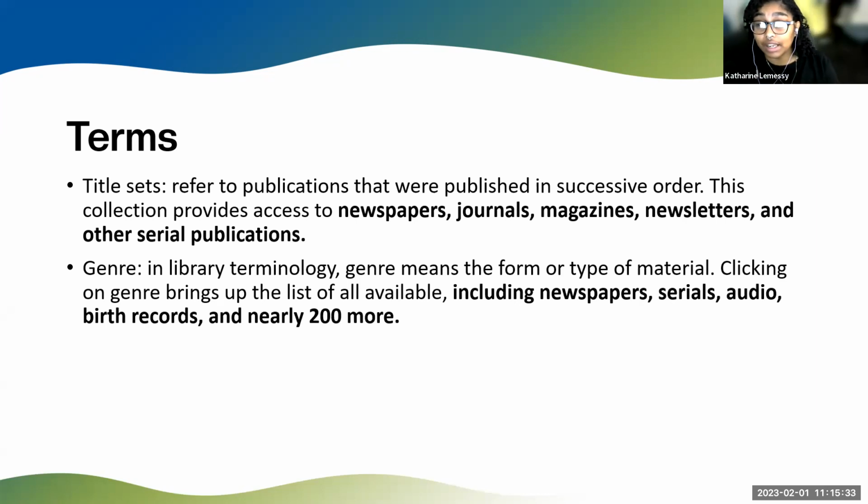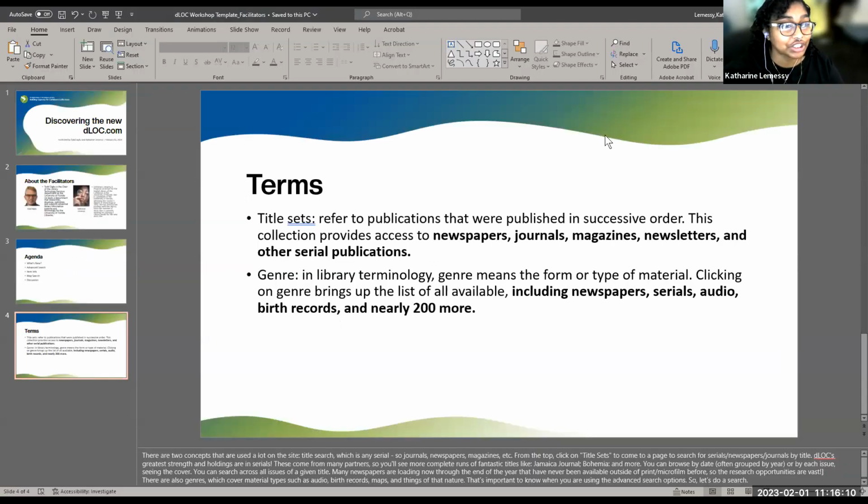You can also browse by date, often grouped by year, or by each issue, seeing the cover. You can also search across all issues of a given title. Many newspapers are loading now through the end of the year that have never been available outside of print and microfilm before, so the research opportunities are vast. There are also genres, which covers material types such as audio, birth records, maps, and things of that nature. That's important to know when you're using the advanced search option. And now I would like to go into our advanced search briefly.